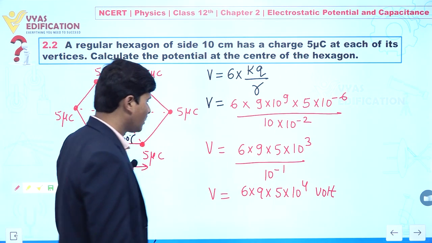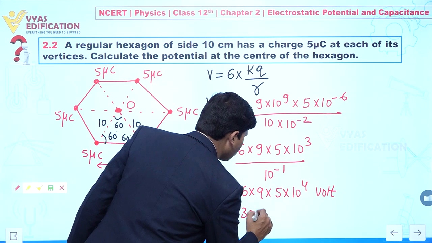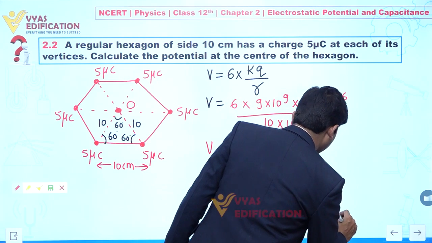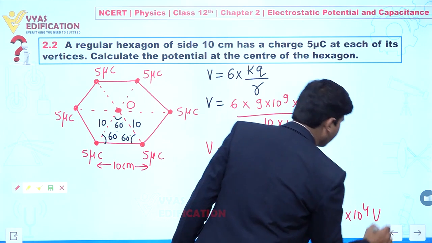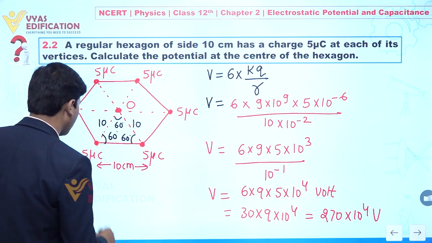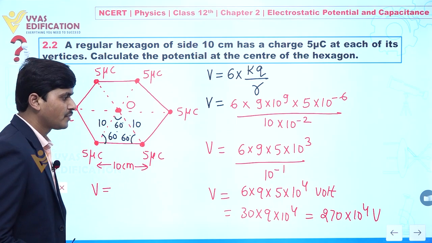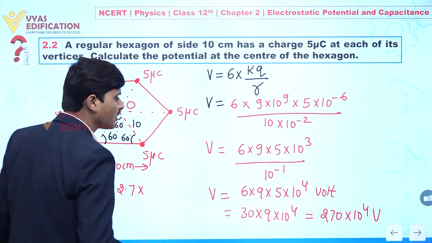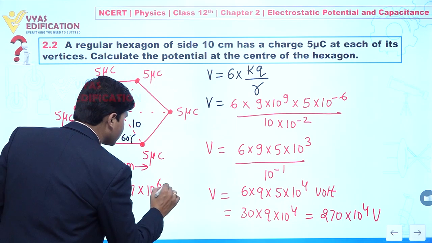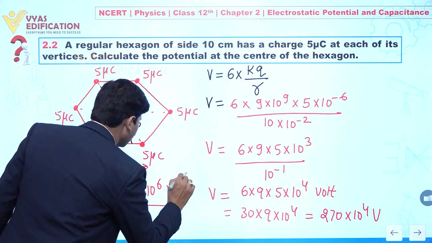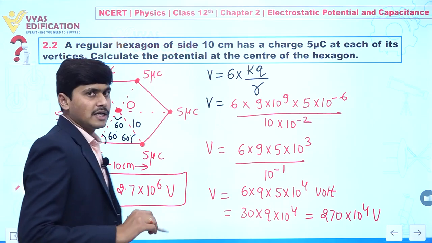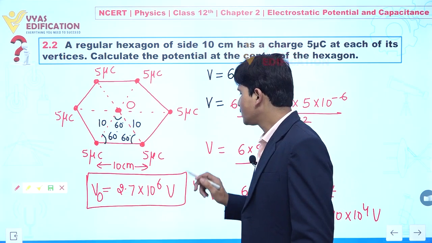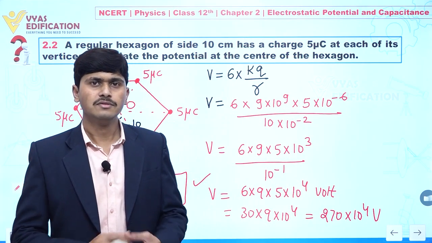So if you multiply, we can write like this, this is 30 into 9 into 10 to the power 4, or we can say this is 270 into 10 to the power 4 volt. So from here we can see the value of V is 2.7 into 10 to the power 6 volt. So we can say the electric potential at the center of this regular hexagon we are getting is 2.7 into 10 to the power 6 volt, clear to everyone.